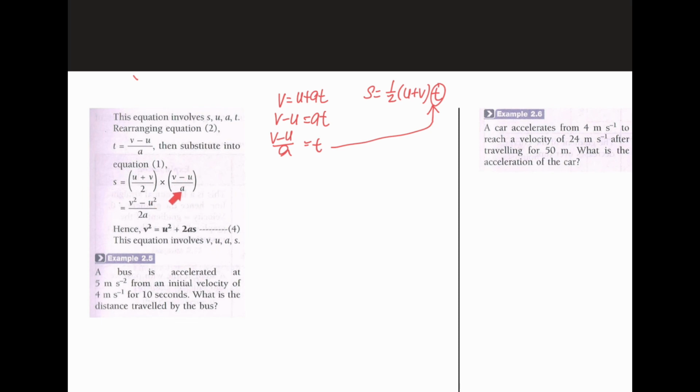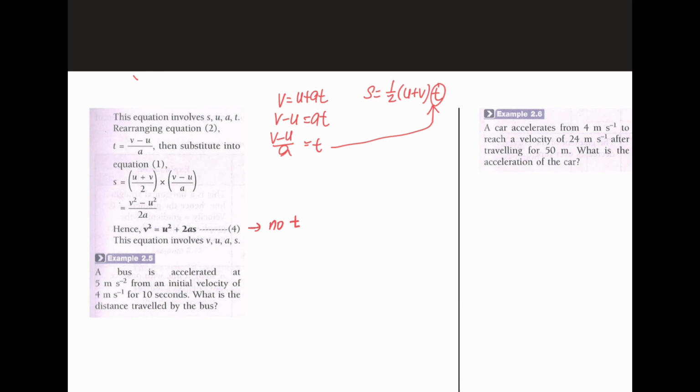The t is replaced by this now, and then you have v plus u, v minus u, you multiply, become v square minus u square. Then the bottom become 2a, and then the 2a you bring to the left is s, so it becomes 2as. Then the minus u you bring to the left, it becomes v square equal to u square plus 2as. So that's why we have this formula, formula number 4. Formula number 4 is used when you don't know t, when there is no t given. So we have 4 formula altogether.